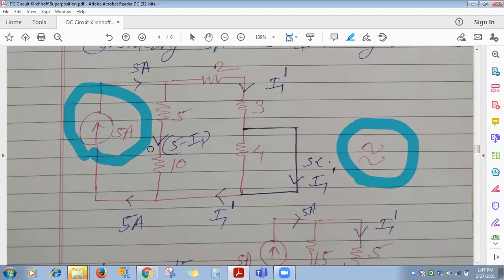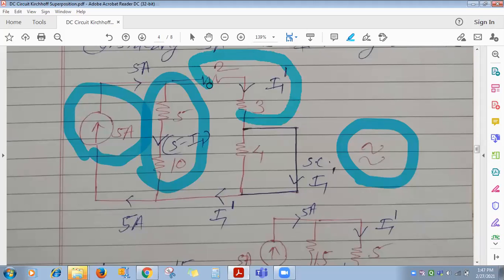5 ampere will remain as it is. This 5 and 10, what about them? They are in series. Means what will be their resultant? 15. And what about 2 and 3? They are in series. So their resultant is 5.